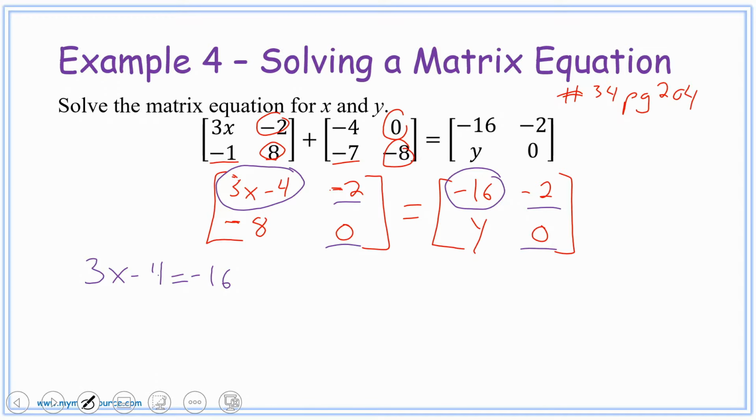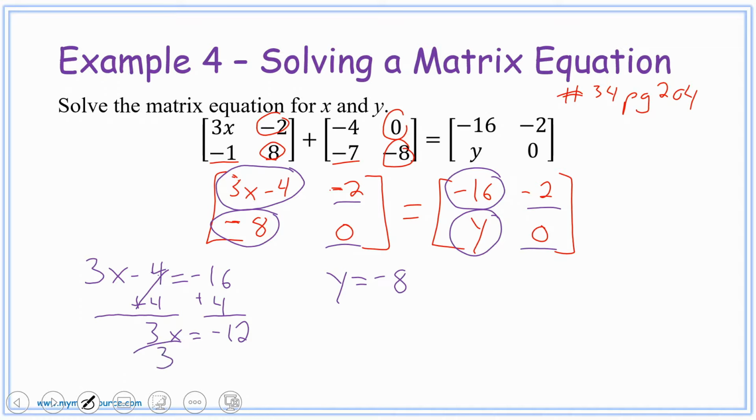So that means that negative 8 must be equal to y. And that is true. Y is equal to negative 8. But we can still find x by solving that equation. We can add 4 to both sides. And so we have 3x is equal to negative 12. If we divide both sides by 3, we can quickly find our answer for x, that x is equal to negative 4. So there we have it. X equals negative 4 and y equals negative 8.